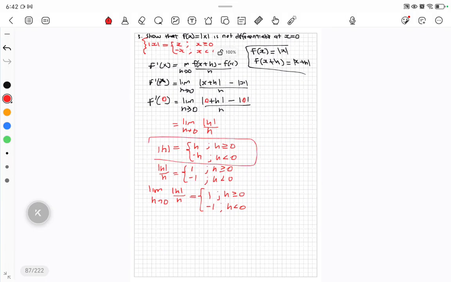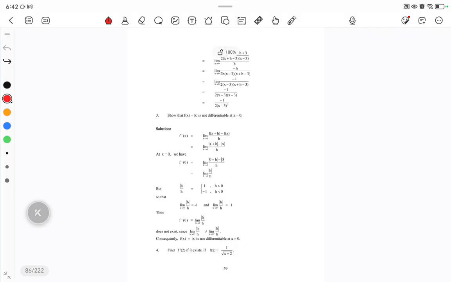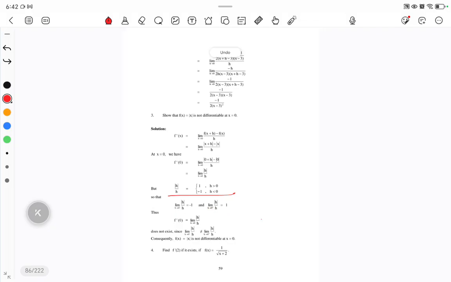Is this right? Then they said they divide by h there. You see, if we divide h by h, we get 1. Negative h by h, we get minus 1. And this is the same as this step. Then they wrote this separately, so I'll also do that. I'll write that separately as long as I'm explaining it.